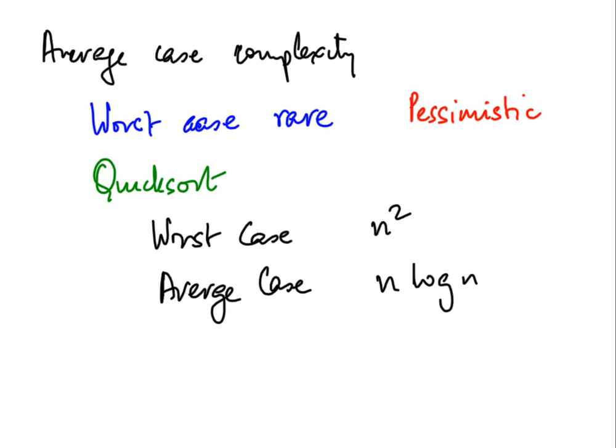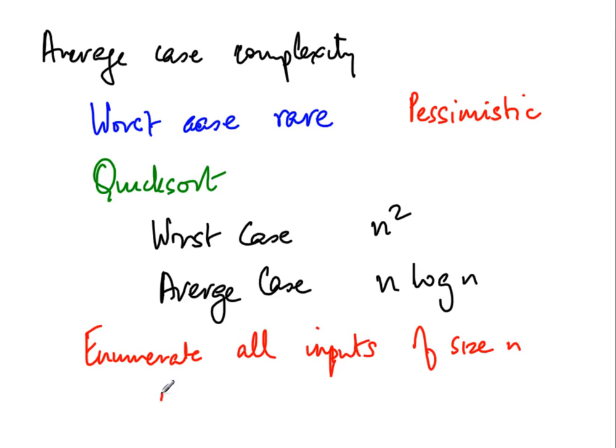Now, how do you do this? Well, you actually have to, in some sense, enumerate all inputs. I don't mean physically, but you have to account for all inputs of size n and compute the average time. So this sounds easy, but it's actually quite hard. And there are two reasons why it is quite hard. The first reason is, what are all the inputs?